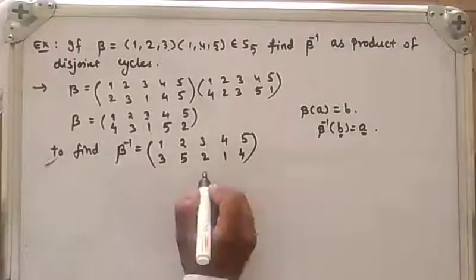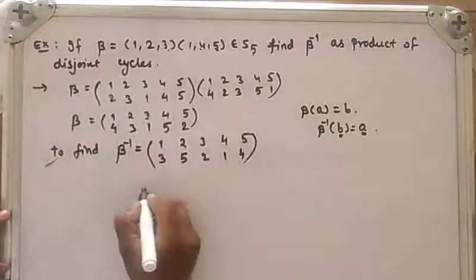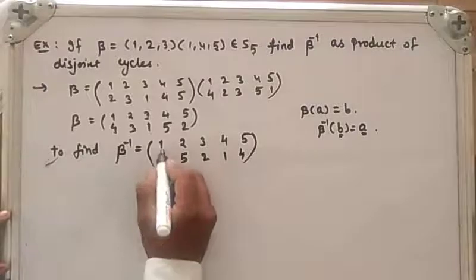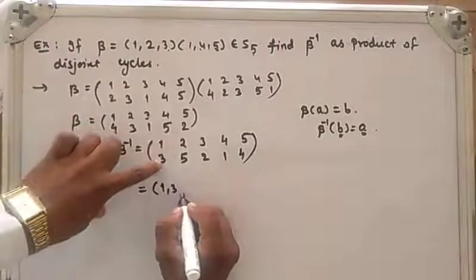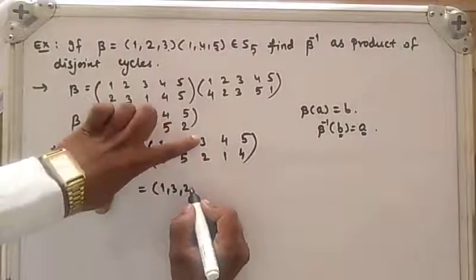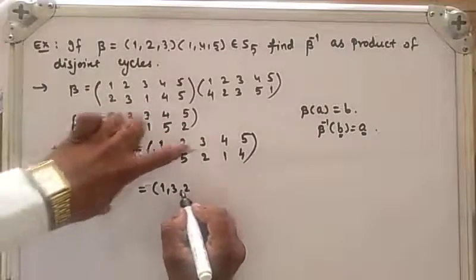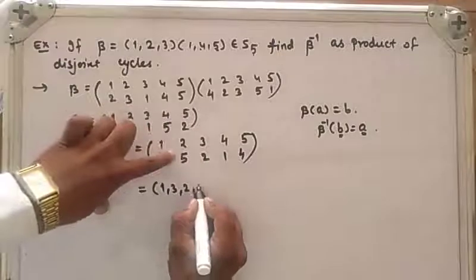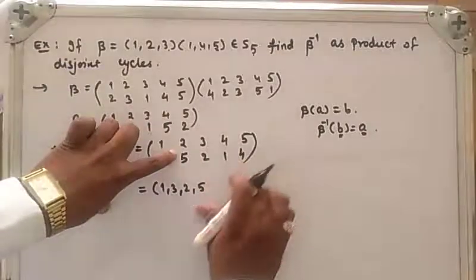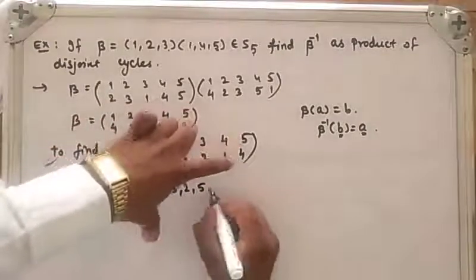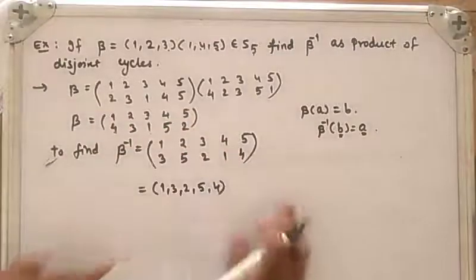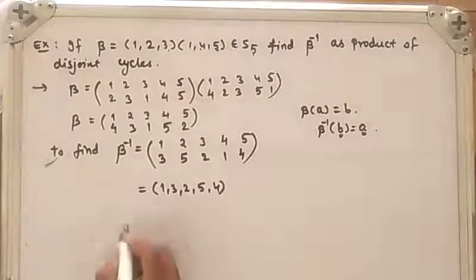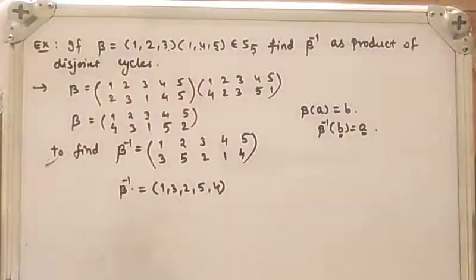Now it can be expressed as a product of disjoint cycles. So write it as a product of cycles. Here 1 goes to 3, 3 goes to 2, 2 goes to 5, 5 goes to 4, and 4 goes to 1. So this is a single disjoint cycle. So this is beta inverse, right? This is the inverse of the permutation.